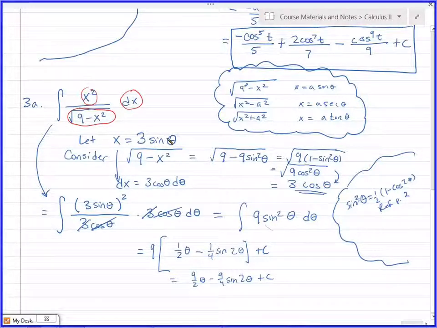So you solve this for theta. I didn't do that up front like I did in class, but you can do that here. So x over 3 equals sine theta, or theta is the inverse sine of x over 3. So that gets me this one. What do I do with this guy?